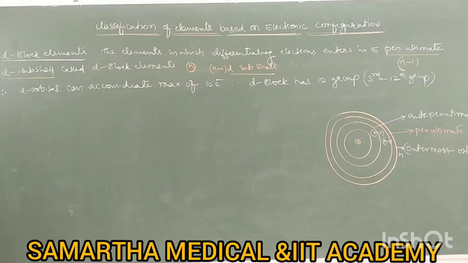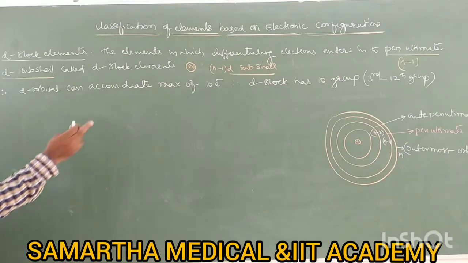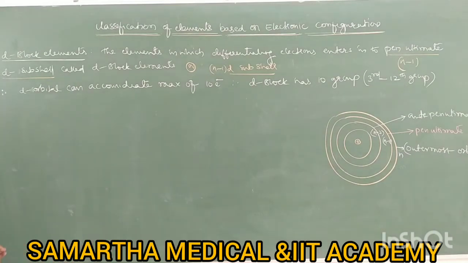So therefore, d block has total how many groups? 10 groups. Now, what are those? That is third group to 12th group. Then what is the general electronic configuration?